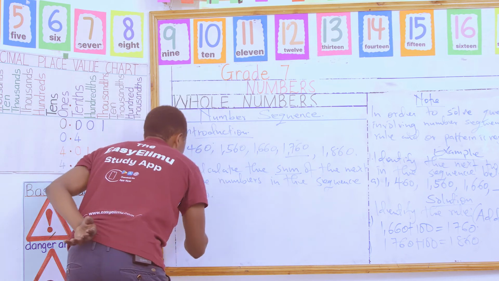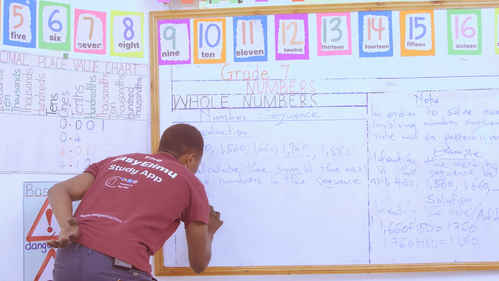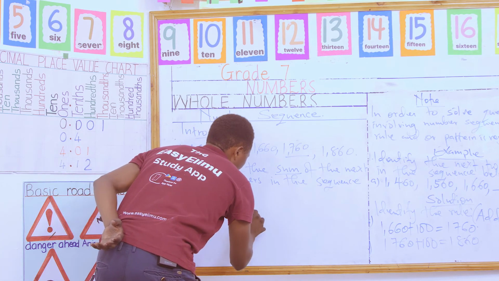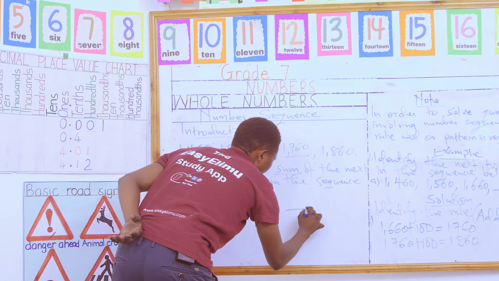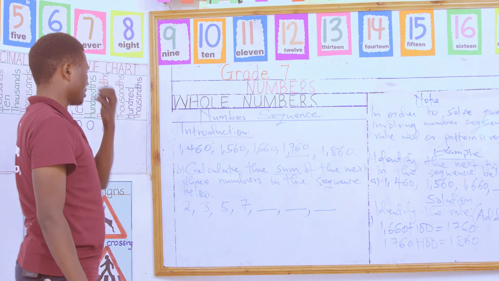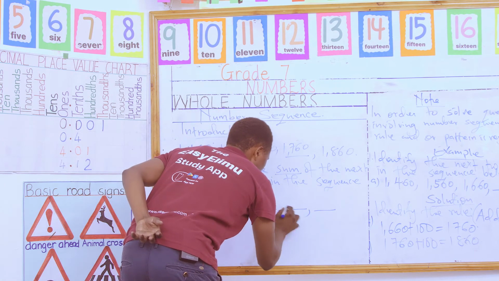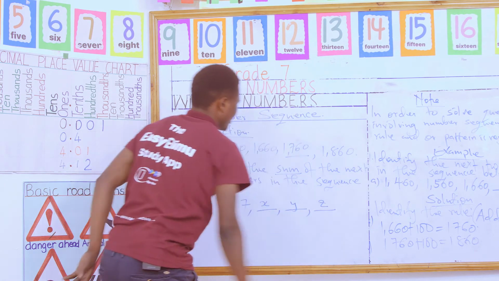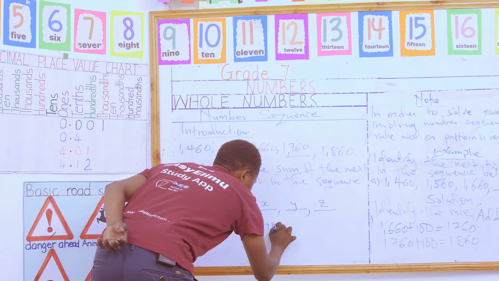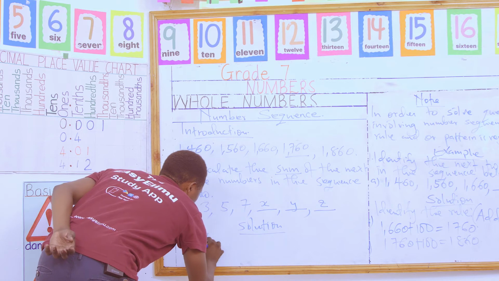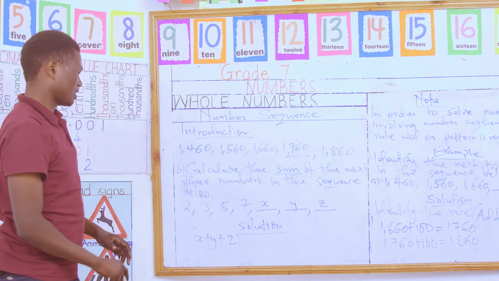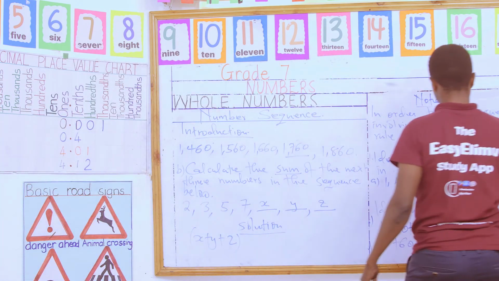So this is our sequence: 2, 3, 5, 7. You're supposed to get the next 3 numbers, then you add them. So in our next 3 numbers, we have x, y, and z. Then once we have them, we are supposed to add x plus y plus z. That is supposed to be our solution at that juncture.